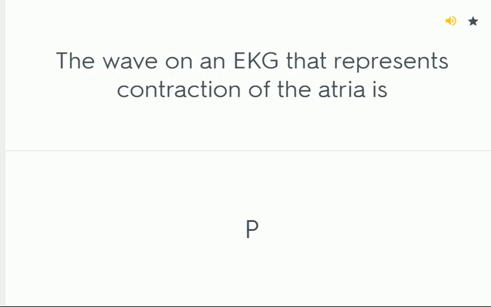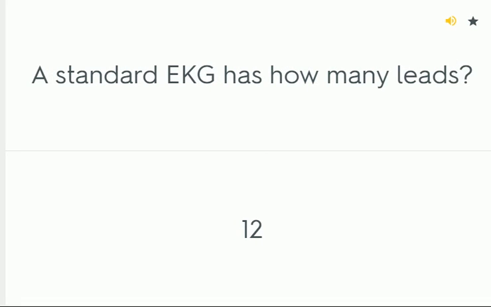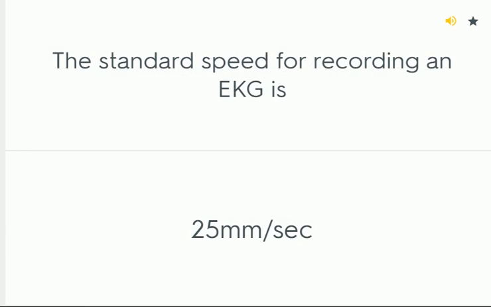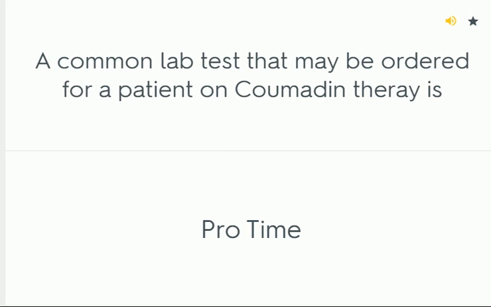The wave on an EKG that represents contraction of the atria is P. The pacemaker of the heart is the sinoatrial node. A standard EKG has how many leads? 12. The standard speed for recording an EKG is 25 mm per second. To cauterize a small lesion on the oral mucosa, the physician may use an applicator with silver nitrate. A common lab test that may be ordered for a patient on coumadin therapy is ProTime.